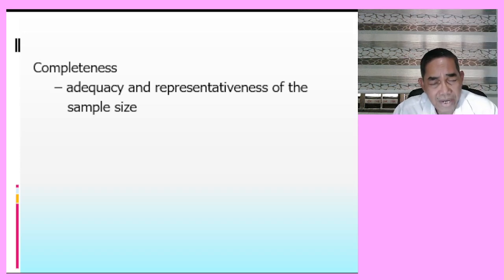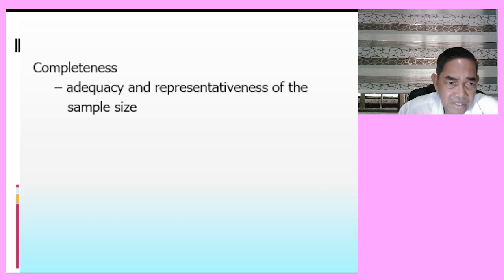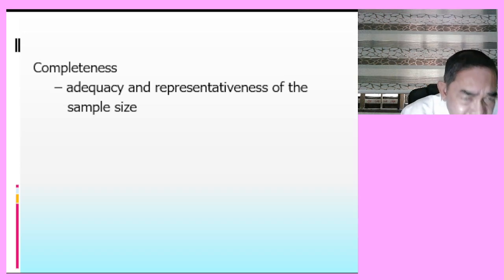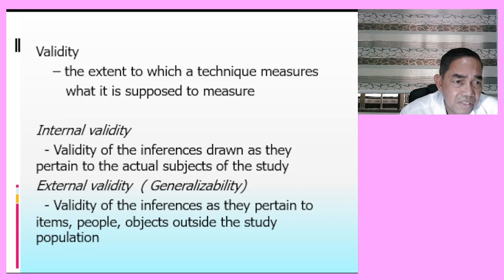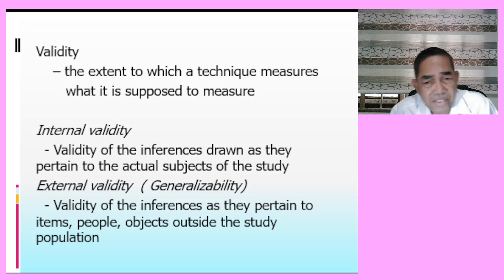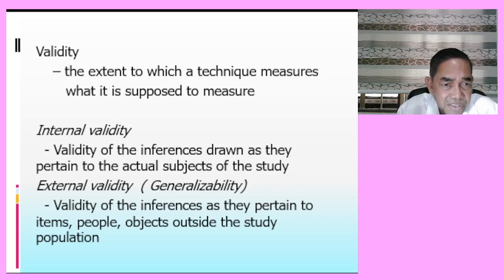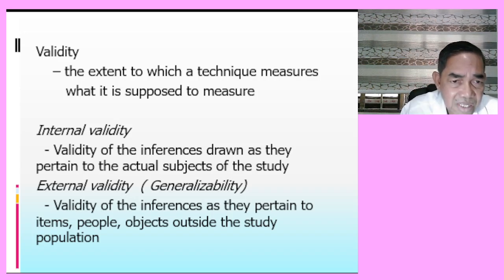Another quality of statistical data: completeness, that's adequacy and representativeness of the sample size. So sample size is adequate, and it should be representative of the population. And validity, lastly, that's the extent to which a technique measures what it is supposed to measure.